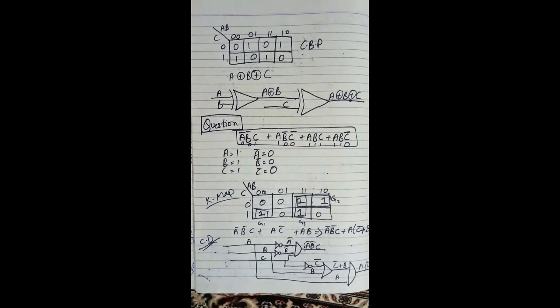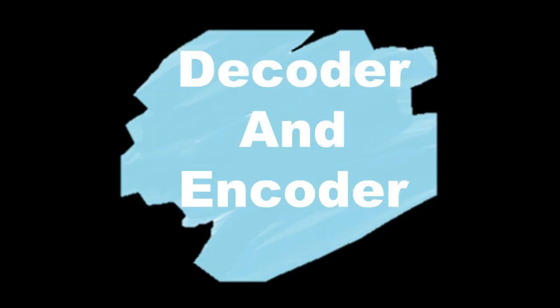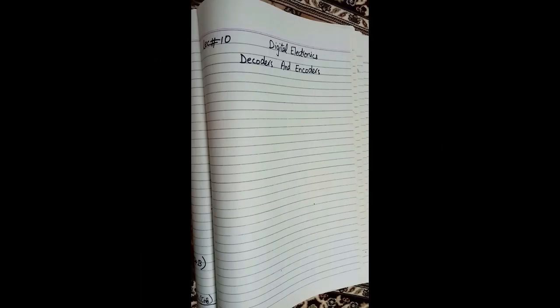Okay. This was our topic of the subtraction, and I did one example for you. So in our next lecture we will study the decoders and the encoders. In our 10th lecture of our course Digital Electronics, we will study the decoders and the encoders. Now we are starting our topic from the decoders.